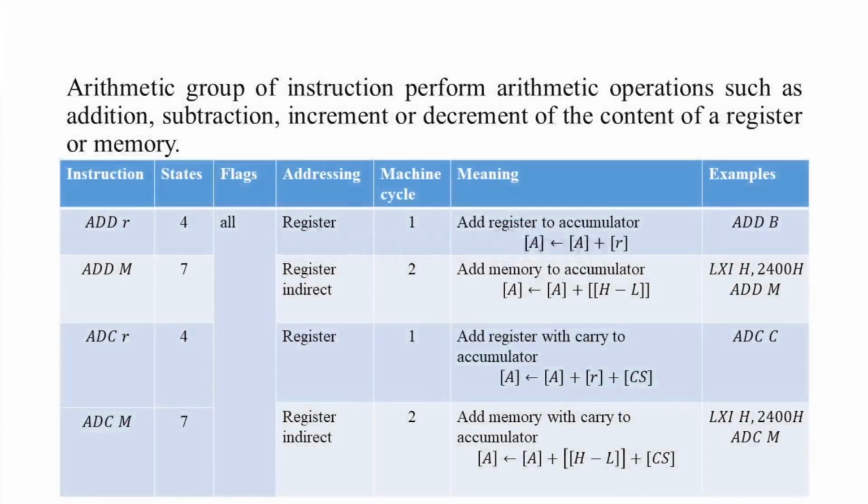The arithmetic group of instructions performs arithmetic operations such as addition, subtraction, increment, and decrement of the content of a register or memory. Here, the operands are either placed in the general purpose registers or in some memory locations. Now we have to study some of the important instructions that come under this group.